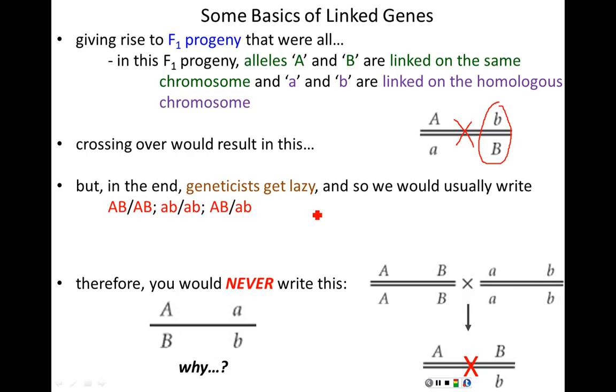In the end, though, typically geneticists get lazy, and so we usually denote linked genes with a simple slash. So if you had dominant A linked with dominant B and the individual was homozygous dominant, it would be AB/AB, such as this. The heterozygous individual that we started with in the example down here would be big A, big B / little b. And you would know that this individual had the two dominant alleles linked together on the same chromosome, and the same would be true for the recessive alleles on the other chromosome.